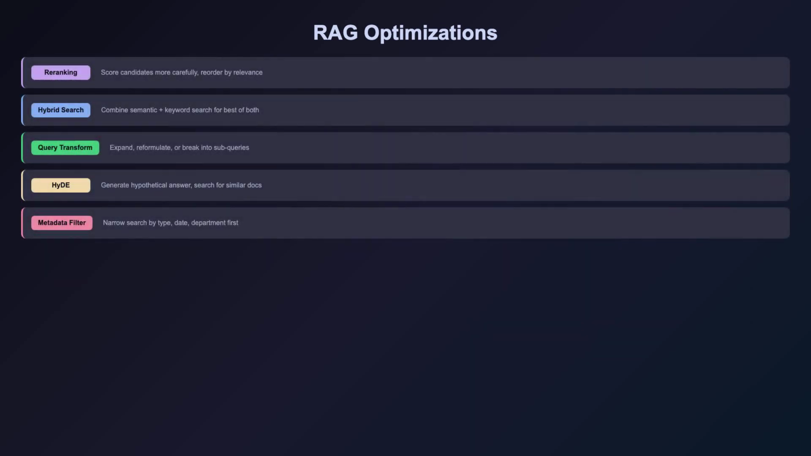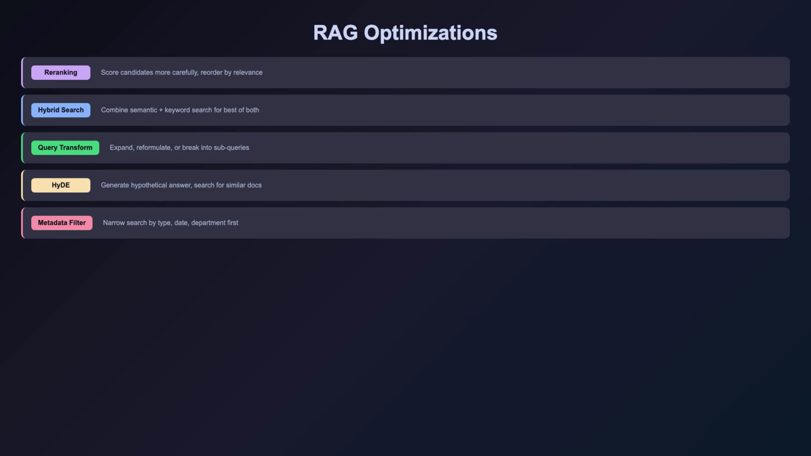Basic RAG works, but there are many ways to improve it. Re-ranking is the first optimization. Your initial vector search returns candidates quickly but imprecisely. A re-ranking model like Cohere Re-rank scores those candidates more carefully and reorders them. The top results after re-ranking are usually more relevant.